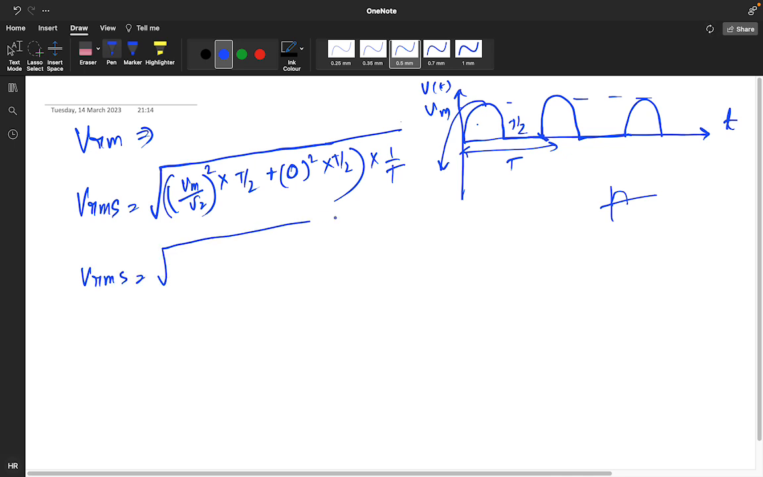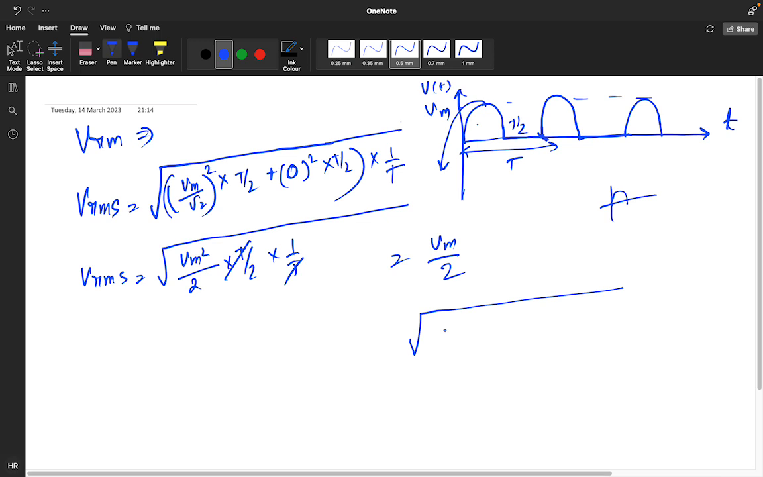Vrms is equal to Vm square by 2 into T by 2 into 1 by T. So what you are getting as the RMS value is Vm by 2. Understood? The formula for any signal which is a mix of different kinds of signals, you need to solve like this: Vrms 1 the whole square up to the time it is coming, T1, plus Vrms 2 the whole square up to the time it is coming, T2, and you have to divide overall by the time period. You will get the net Vrms.